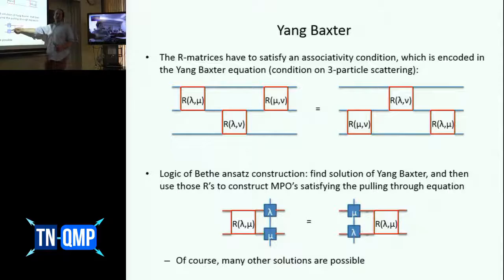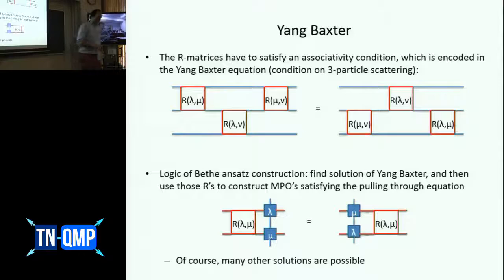Yes? But the T matrices, or the MPOs for the T matrices in the algebraic Bethe ansatz, that's not injective by construction. No, actually, I was wrong about what I said before. In this case, they are all injective. Okay, let me explain this.